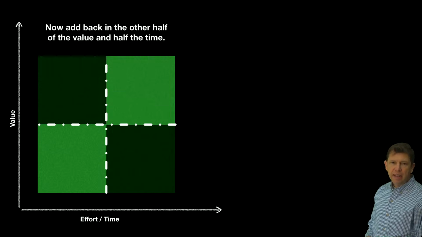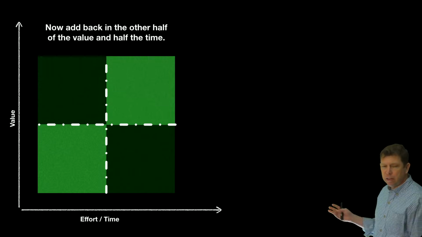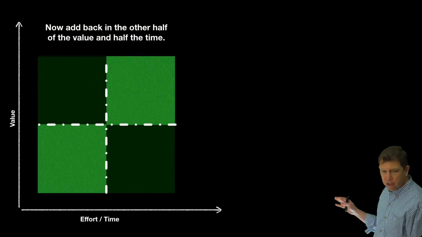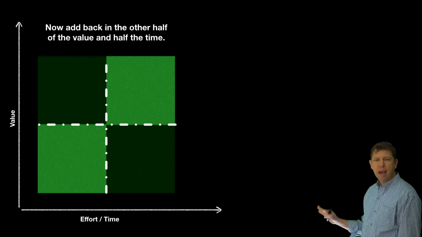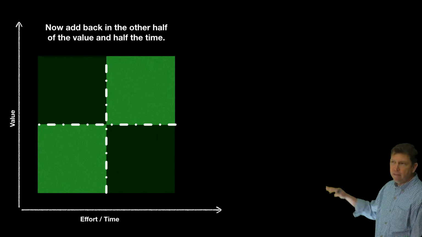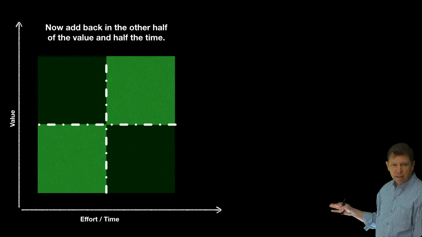So then we can add in the other half. Let's say after we deliver that first story, we split it, we deliver that first story, and then we go on and deliver the other. Now the total amount of elapsed time here is exactly the same, and the total amount of gained value is exactly the same.